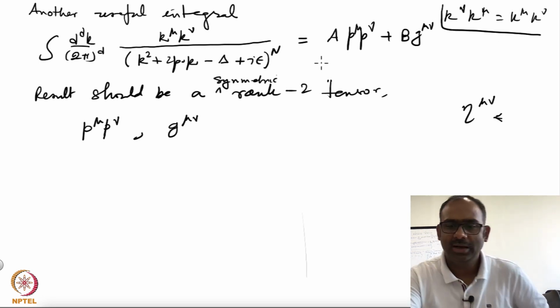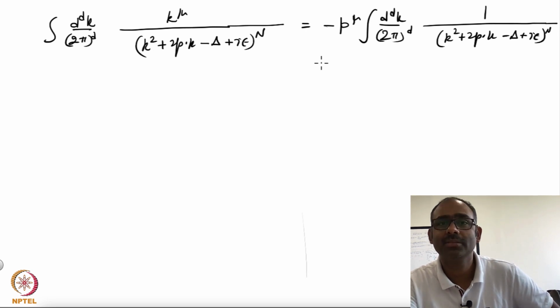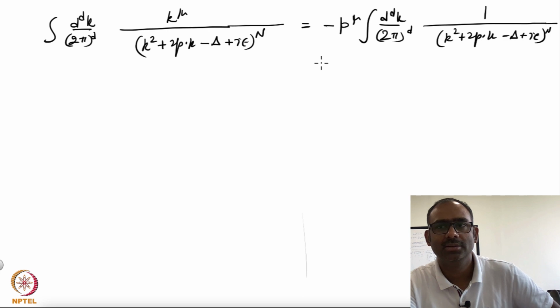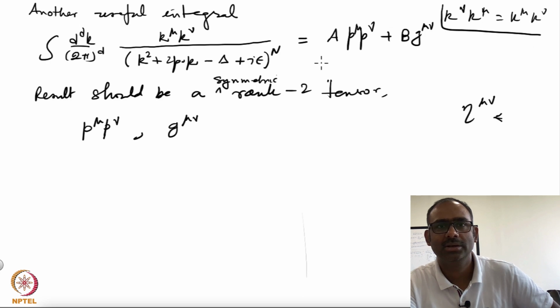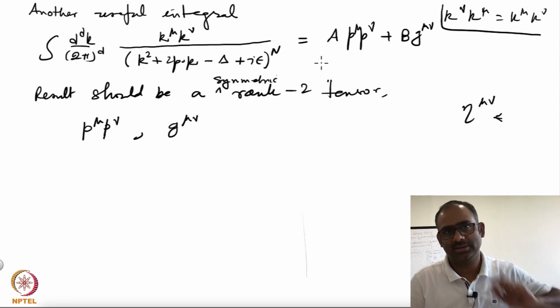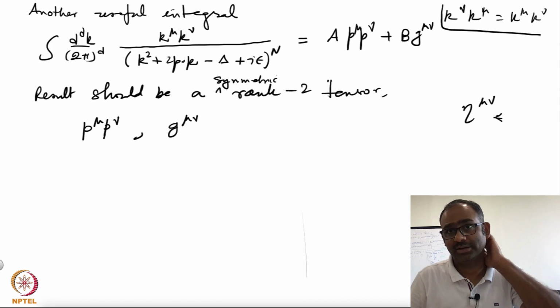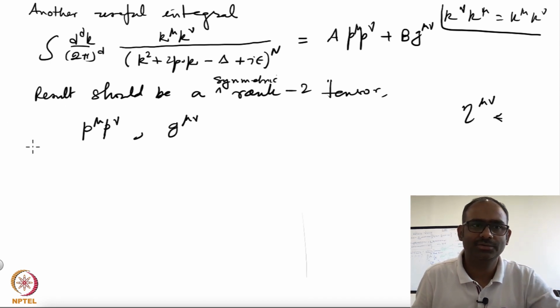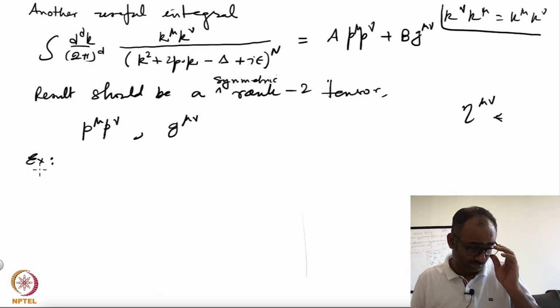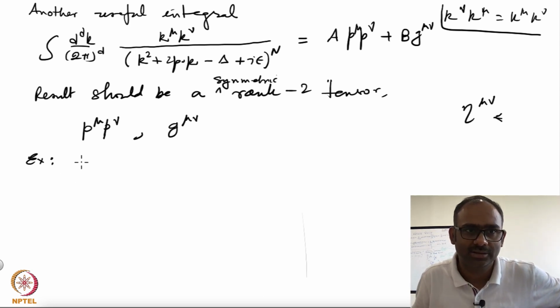I will leave it as an exercise to find the explicit answer using these kinds of tricks. Please use the trick of differentiating, and you can try to figure this out. Instead of giving the answer for this one, I will do a simpler version. Exercise: find A and B.